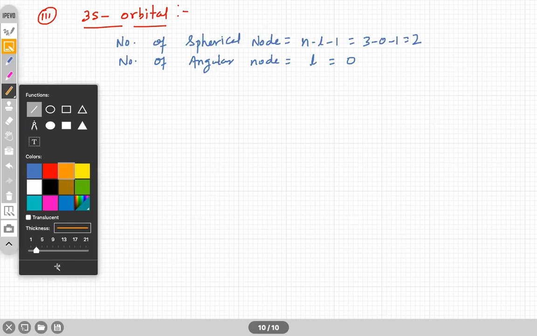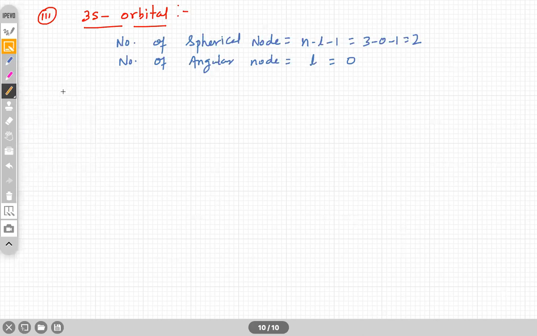So we can only draw the graph for s orbitals, not for p, d, and f, right? No, for 2p also we can draw. But for 2p, the angular node is 1, right? So you told we can't represent angular node. Spherical node we can represent, angular we won't represent. For 2p, suppose there is no spherical node, so the graph won't touch the axis. And angular node we won't represent. I'll draw that also. Wait.